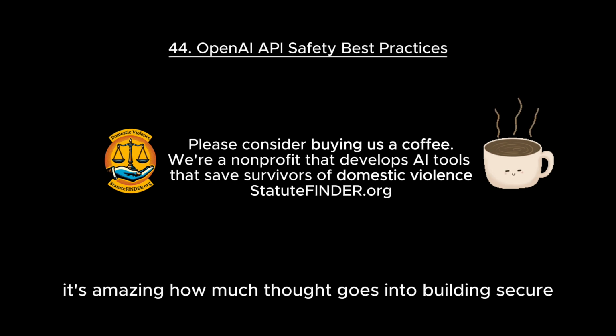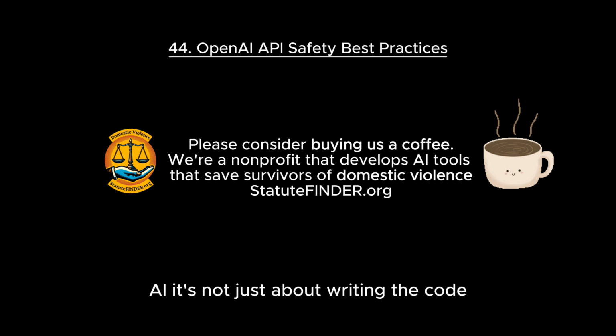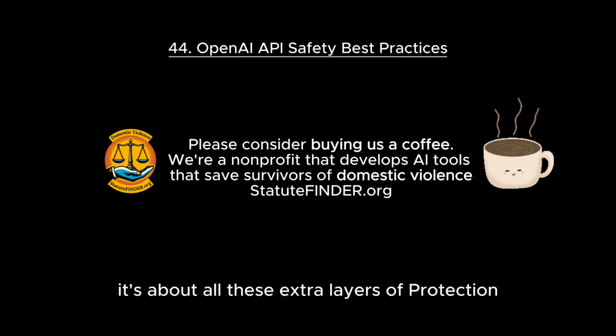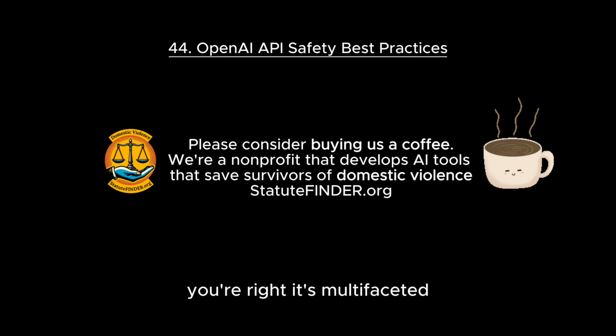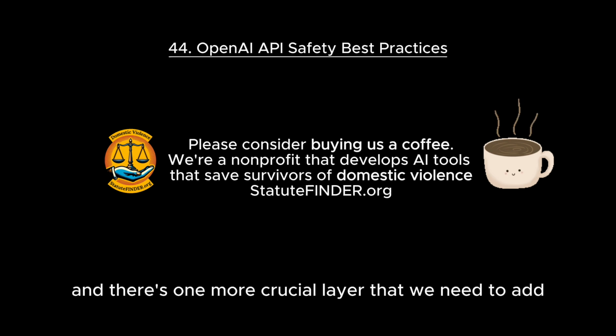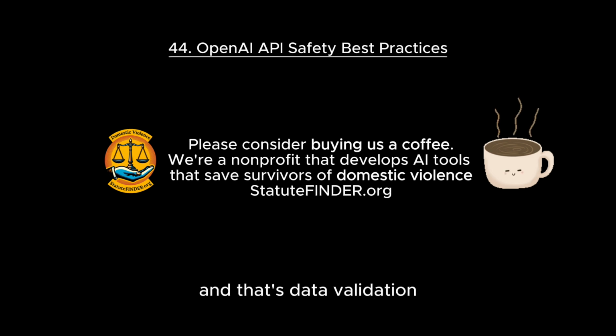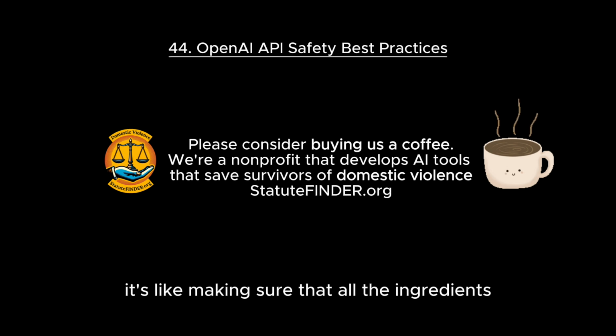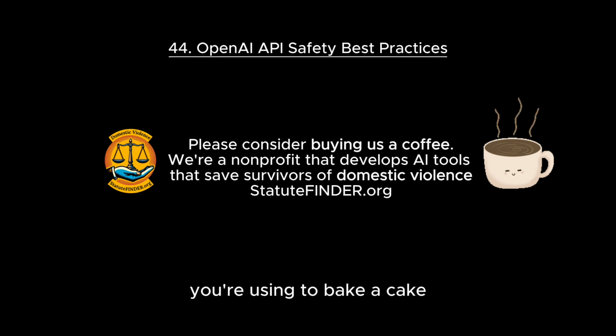It's amazing how much thought goes into building secure AI. It's not just about writing the code, it's about all these extra layers of protection. You're right, it's multifaceted. And there's one more crucial layer that we need to add, and that's data validation. It's like making sure that all the ingredients you're using to bake a cake are fresh and not contaminated. Okay, I like that. Bad ingredients, bad cake.